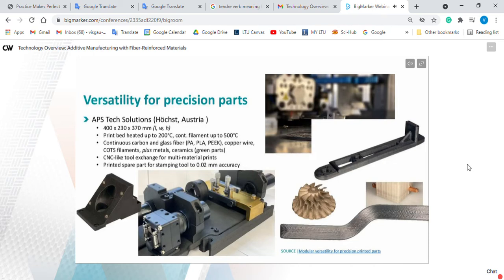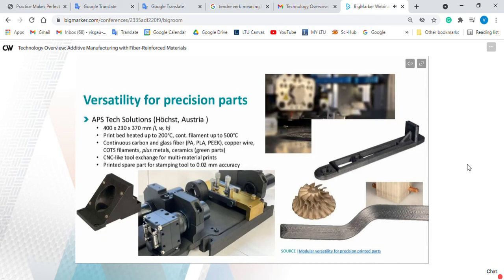It's called the Wizard 480 Plus. It uses continuous carbon and glass fiber. You can see examples on the right. It also can print with copper wire and then off-the-shelf filaments, but they wanted also to be able to print with metals and ceramics, and you can see an example of that in the middle. Those, of course, would be green parts that would be later sintered.